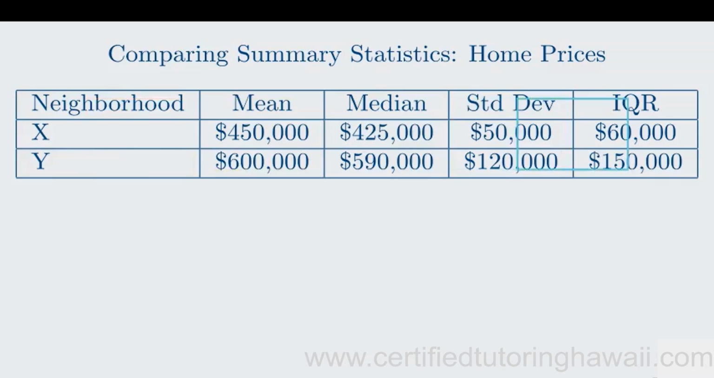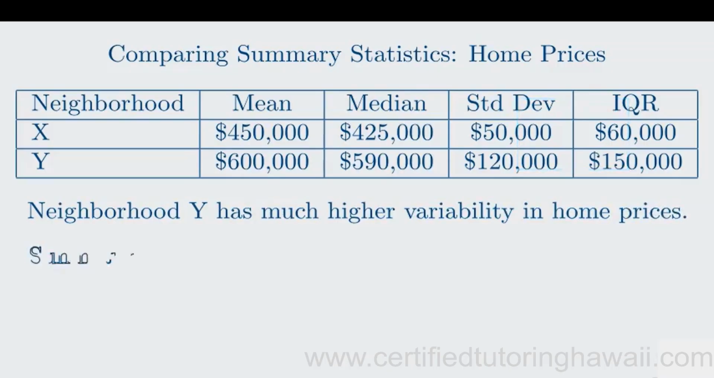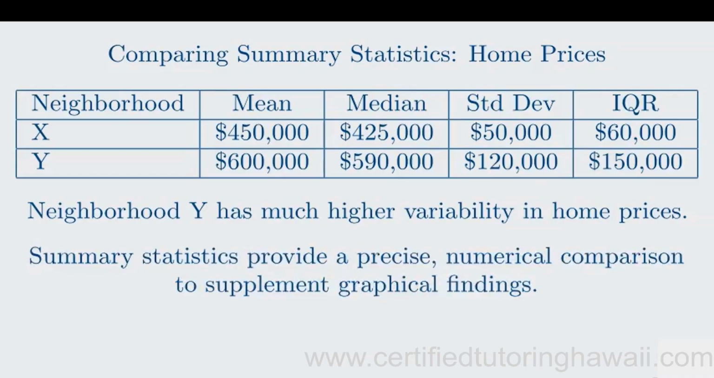Now, let's compare the variability using standard deviation. The standard deviation for neighborhood Y is more than double that of neighborhood X. This indicates that home prices in neighborhood Y are much more spread out from the mean, whereas prices in neighborhood X are more consistent or tightly packed around their average. By comparing these specific values, we move from saying it looks more spread out to saying it has a standard deviation that is $70,000 greater. This precision is key to a strong statistical analysis.